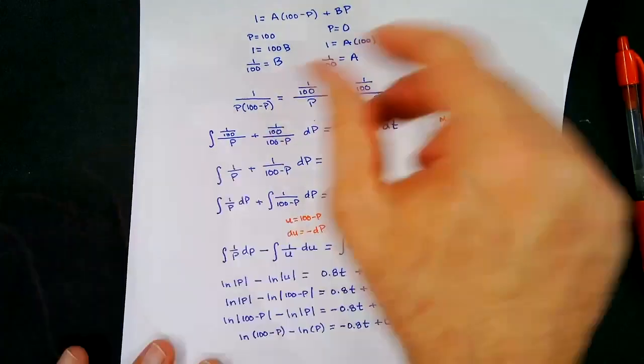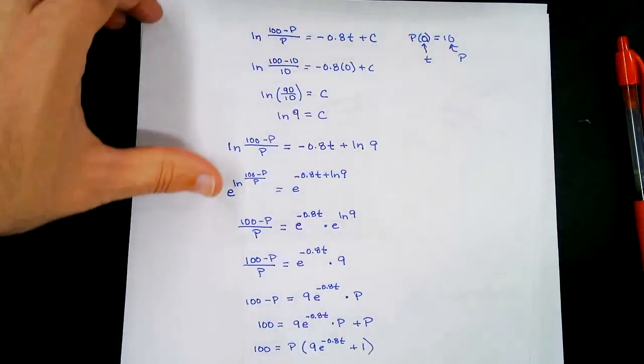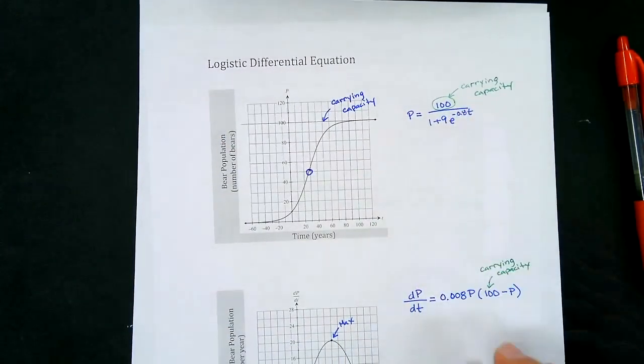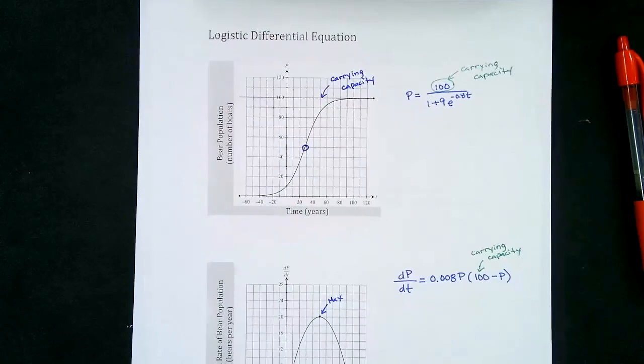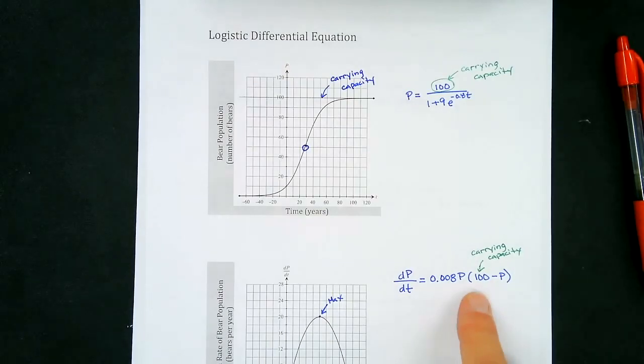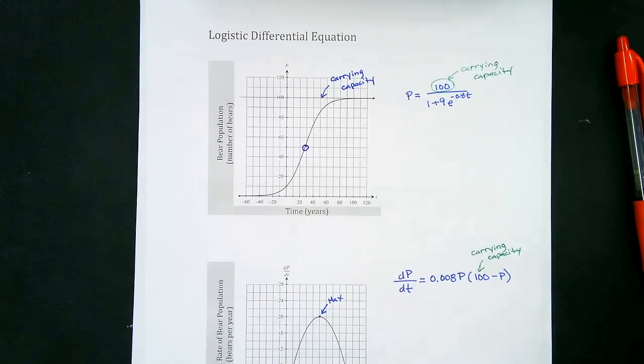All right, so that's it for that. That's logistics differential equations. You really have to get the carrying capacity and recognize, okay, I can get the carrying capacity from the logistics function, but I can also see it from the logistics differential equation. It's always going to be this number right here that you're taking P away from. All right. That's it, guys.